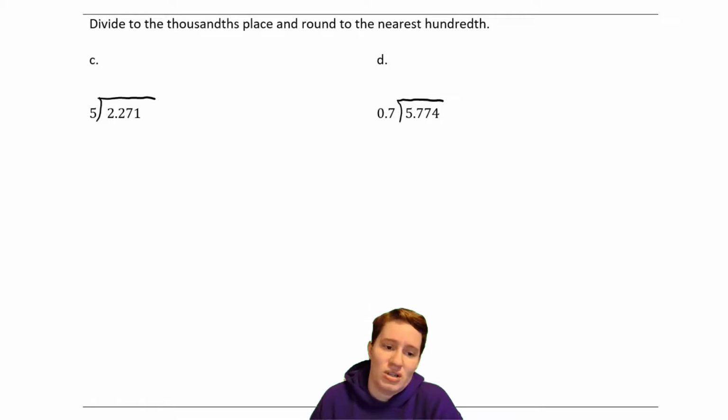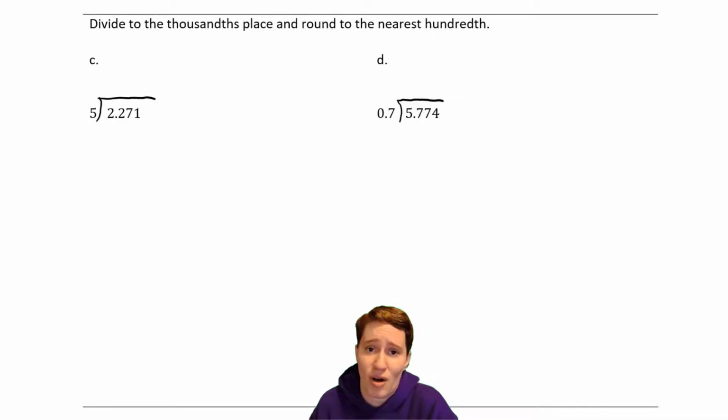So we're going to do 0.271 divided by 5, and we're going to basically stop when we get 3 decimal places and then round. And we won't necessarily know, since we're stopping, whether this would come out evenly eventually or whether it would keep going on forever. Now, there is a trick here: certain numbers divide evenly and certain numbers don't. There's a pattern kind of. So 5 always divides evenly, but we're going to follow the instructions, and instead of going until it stops, we're going to go to the thousandths place.